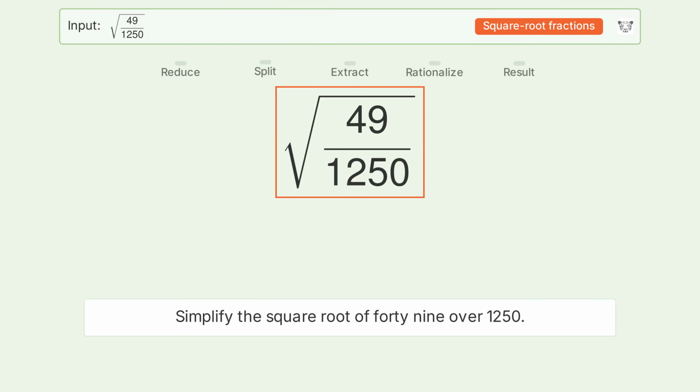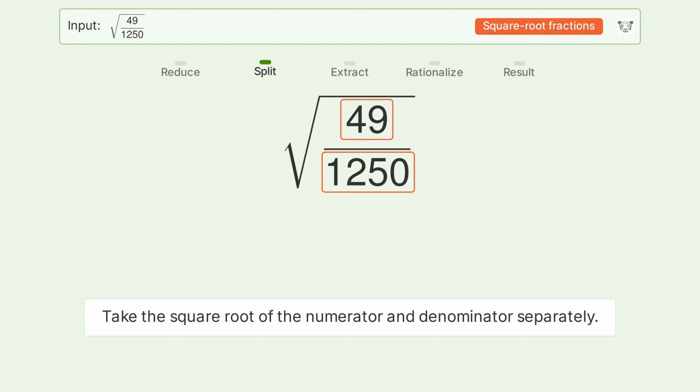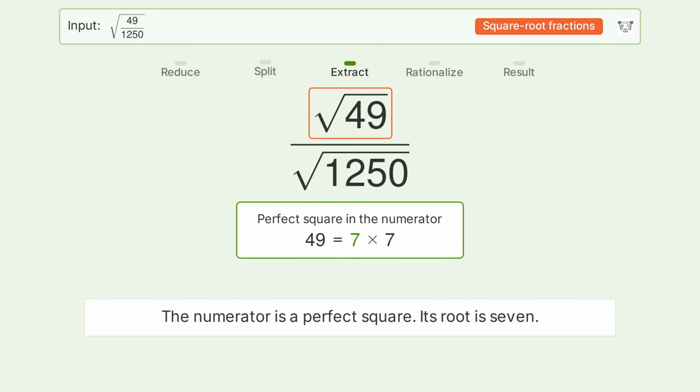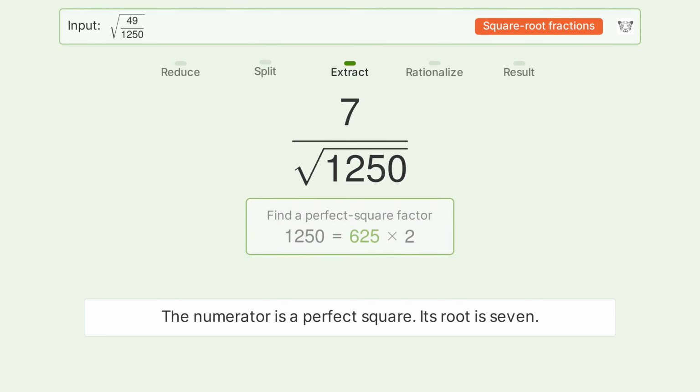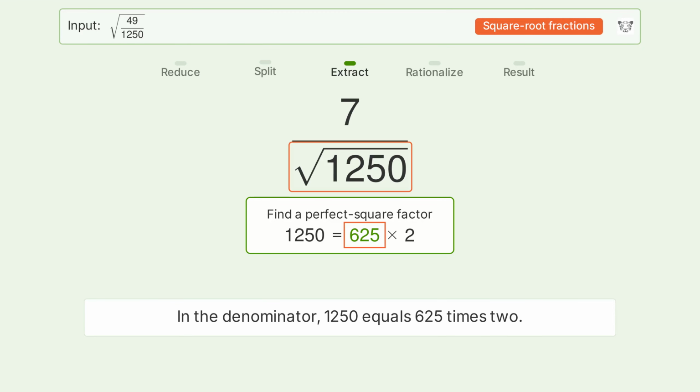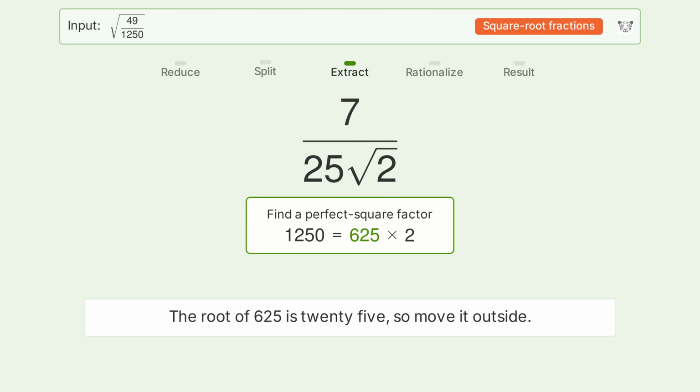Simplify the square root of 49 over 1,250. Take the square root of the numerator and denominator separately. The numerator is a perfect square. Its root is 7. In the denominator, 1,250 equals 625 times 2. The root of 625 is 25, so move it outside.